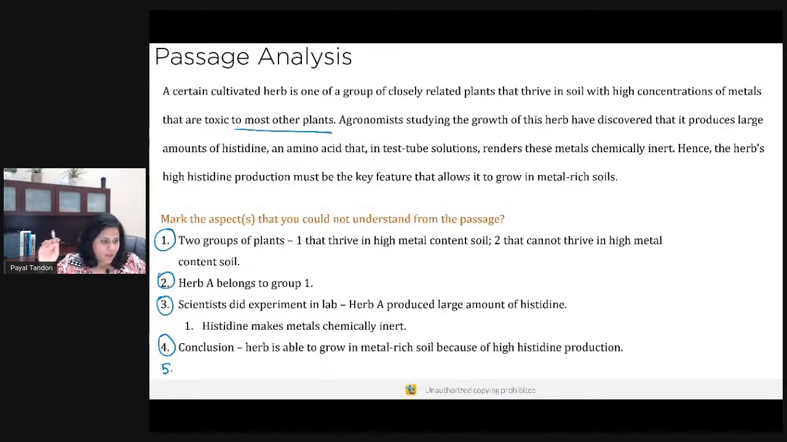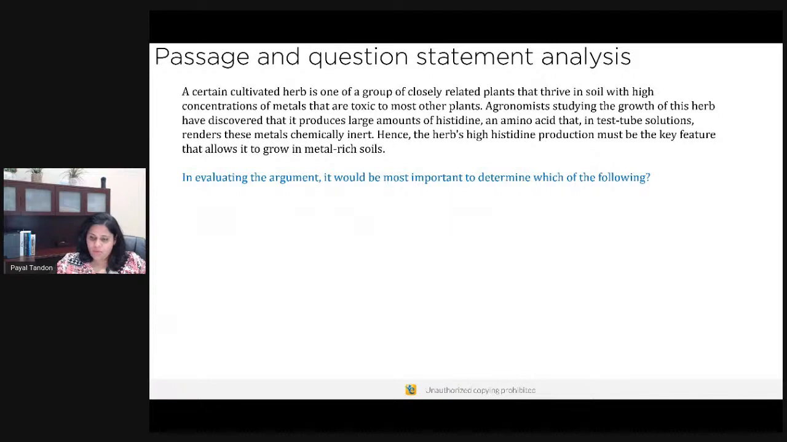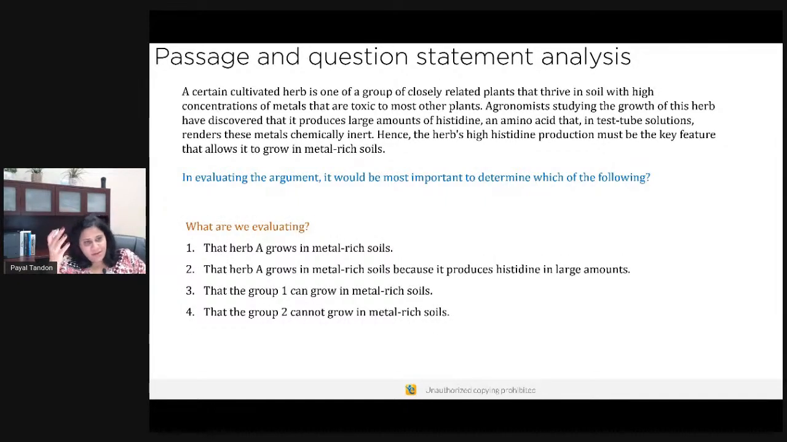Okay, all right, now there are quite a few of you who weren't able to understand all the points over here. Now, what is it that we have to do? What the question statement is saying is, it would be most important to determine which of the following while you're evaluating the argument. Now, the pre-thinking for evaluate goes along the lines of how you pre-think for assumptions, okay? If you know how to pre-think for assumption, you can pre-think for any kind of question. Now, the question really is, what are we evaluating? What is the conclusion here? You always evaluate the conclusion, right?